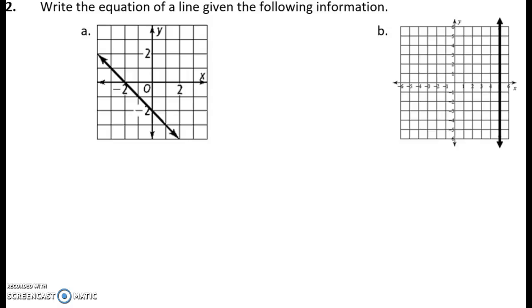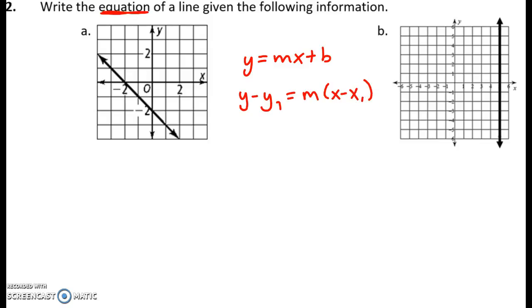Problem number 2. Here it says write the equation of a line given the following information. So notice they give you two graphs in this problem. In order to write the equation of a line, and again this does not say write it in slope-intercept form or in point-slope form, so they give you the option. So again, if it is slope-intercept, that's y equals mx plus b. Point-slope is y minus y1 equals m times x minus x1.